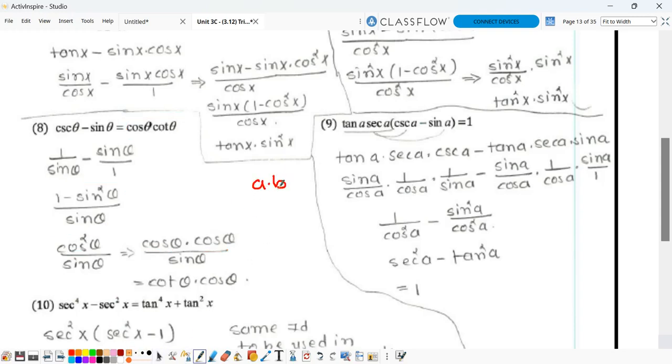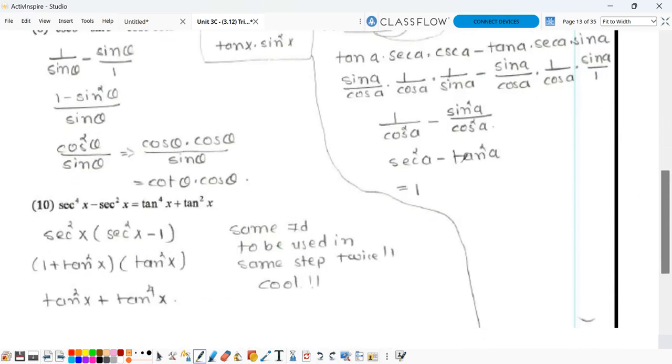So algebra skills: if you have a square over b, how can you split? Well, I don't want any squares. Can I write it like this? Yes. Keep one of the a as it is. What is a over b? Think of it that way. So that's the strategy we are using here.